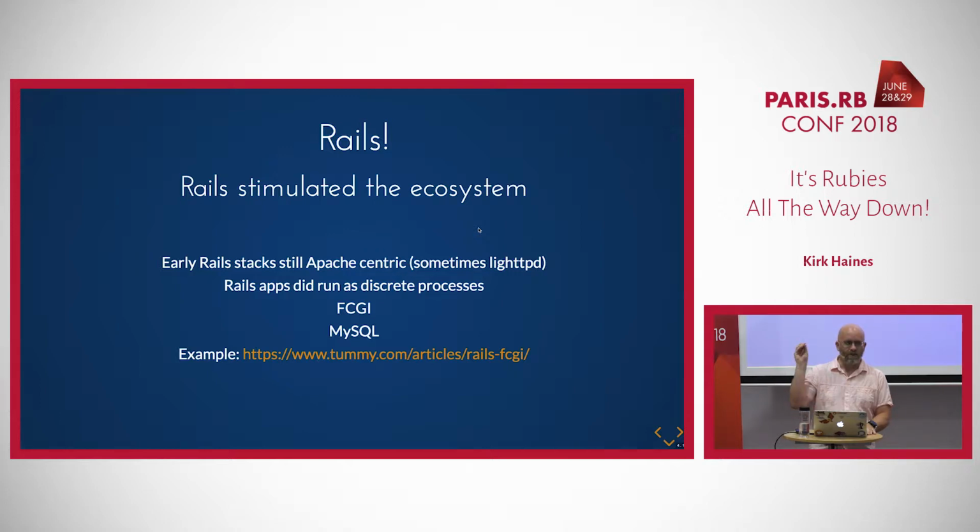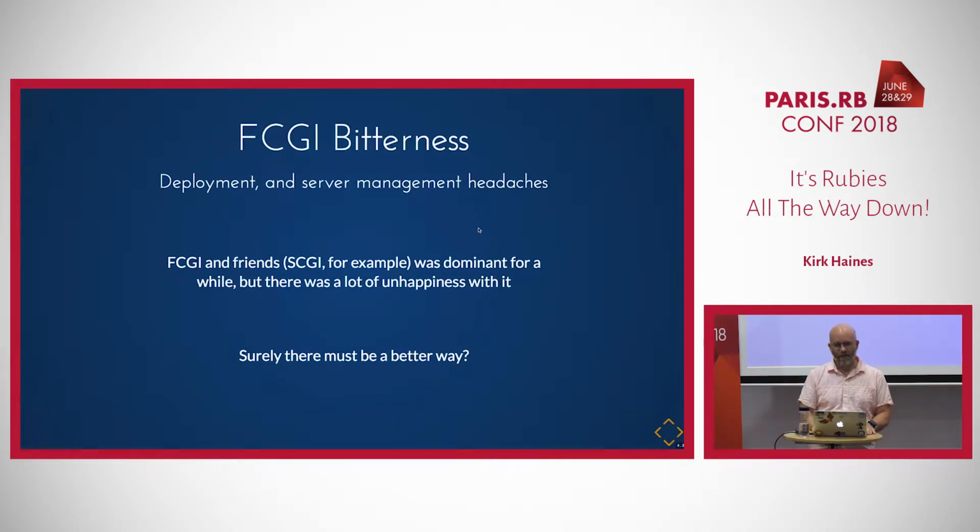Rails was still very Apache-centric in how it was deployed. And it used something called FCGI, which let the various processes run externally and communicate back with the web server via a socket. But FCGI had some serious scaling issues. It caused a lot of stress for people trying to figure out how to manage their production applications, how to scale their production applications with FCGI. But the Rails world continued to run on FCGI and some variations for a couple of years.